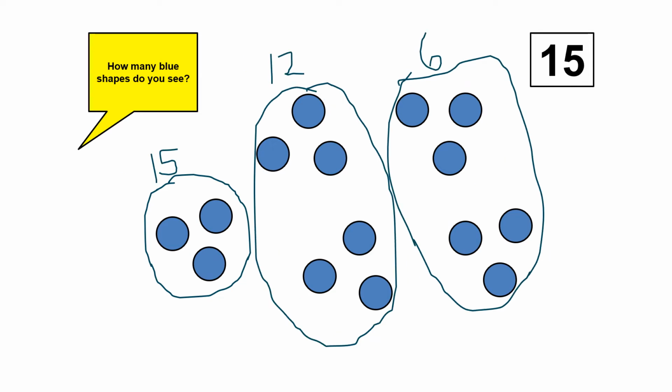You could have used doubles to help you solve. If you know that 2 groups of 3 is 6, and another 2 groups of 3 is another 6 to make 12, then you add one more group of 3 to make 15. So 6 plus 6 equals 12, plus 3 more equals 15.